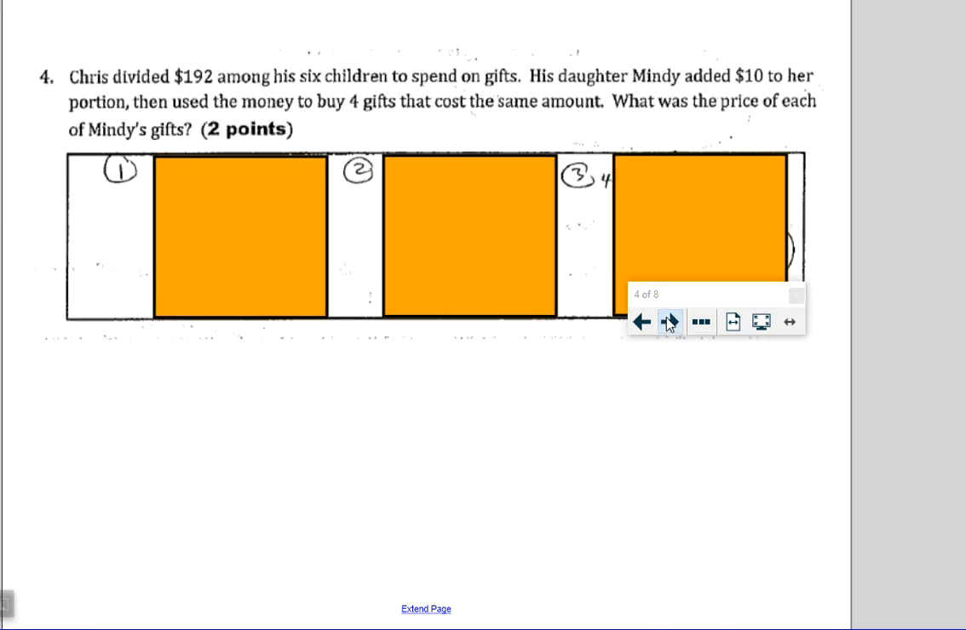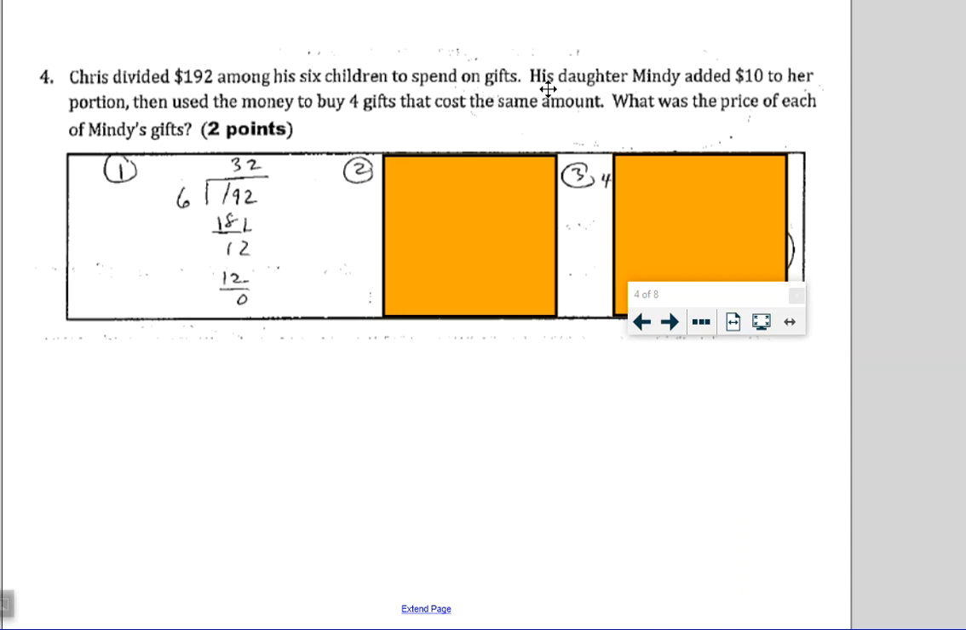Number 4, Chris divides his money among his 6 kids to spend on gifts. His daughter Mindy adds 10 bucks to her portion, and then uses the money to buy 4 gifts that cost the same amount. What was the price of each of Mindy's gifts? All right, so the first thing we know is that Chris divides his money among his 6 kids. So let's start with that. He does some division. His money divided by 6. Each kid gets 32 bucks. That's what the first step establishes.